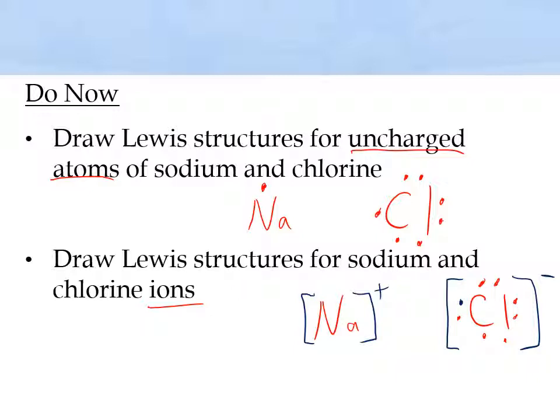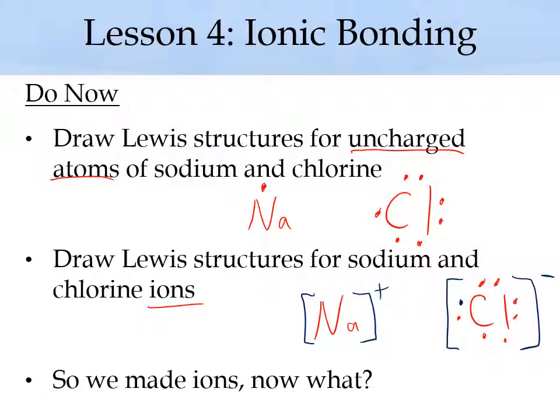What do these two things do now? Why do we end up drawing these ions? That's so we can do what the lesson says up top, and that's form ionic bonds between the positive and negative ions.